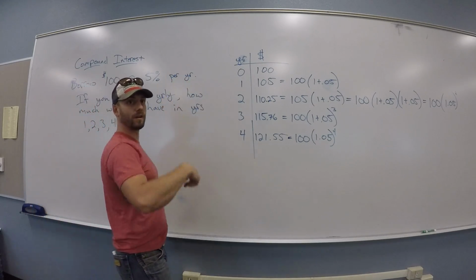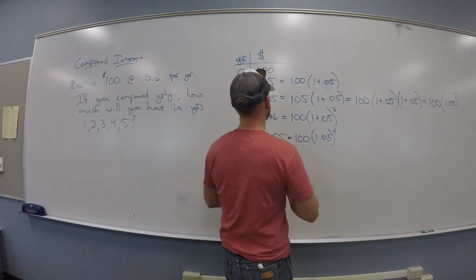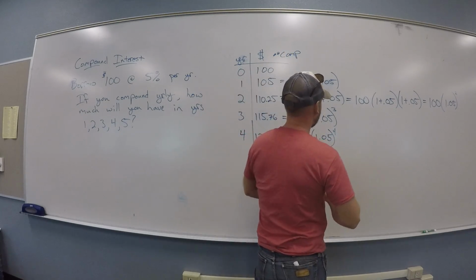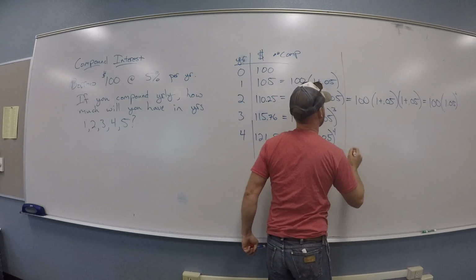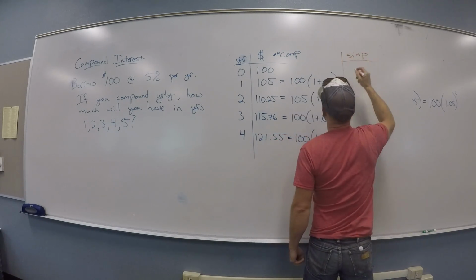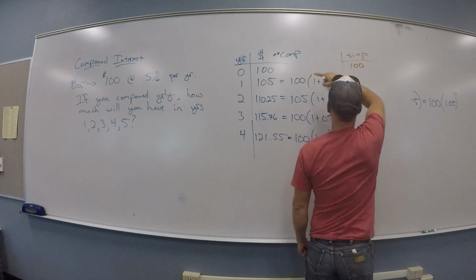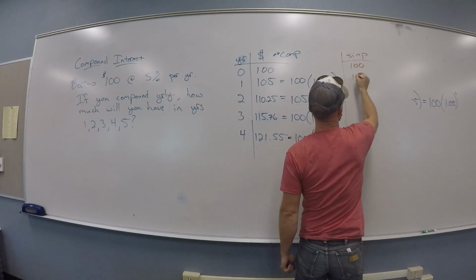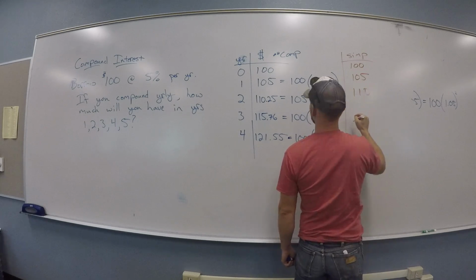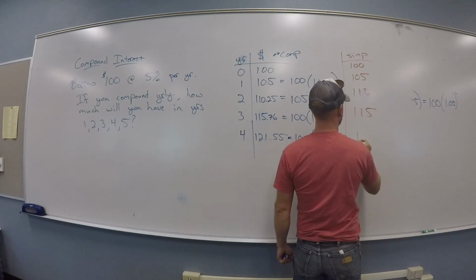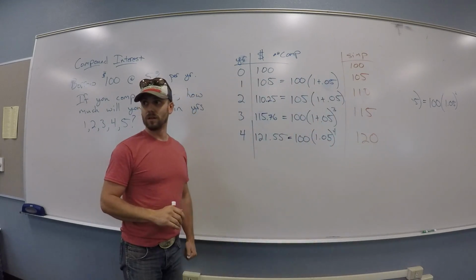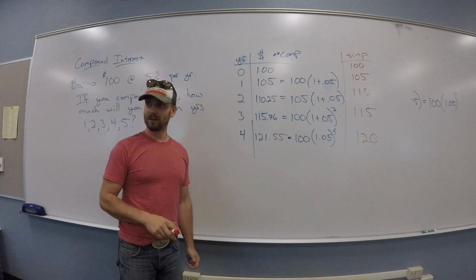Yeah, exactly. So, this is compounded, right? If I made another line in my table for simple, in the 0 year I'd have $100, then I'd have $105, then I'd have 110, then 115, then I'd have 120. You guys see this? This is so easy to do on a calculator.